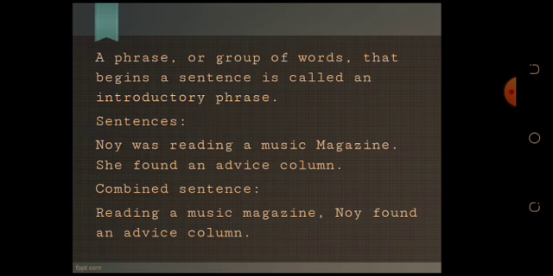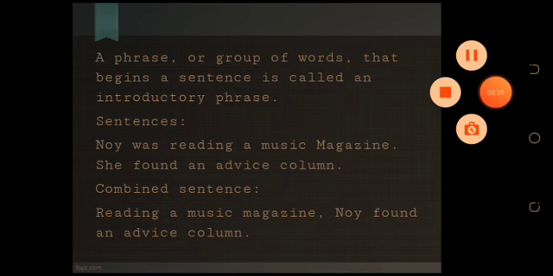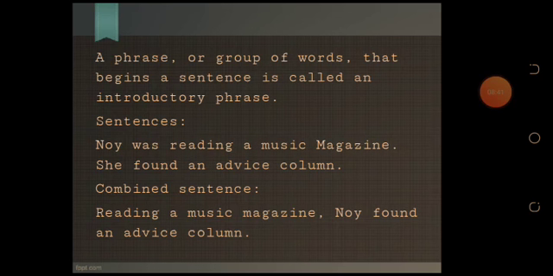Remember that. Now, sentences. Noi was reading a music magazine. She found an advice column. Combined sentence: Reading a music magazine, Noi found an advice column. Can you see the way the introductory phrase "reading a music magazine" is being set off by a comma?